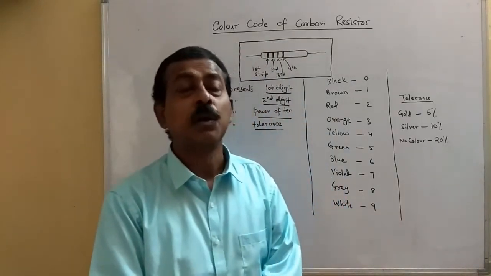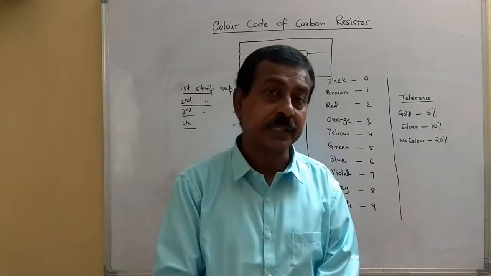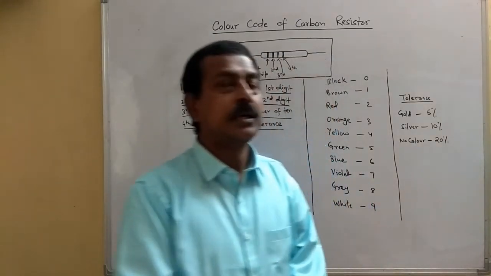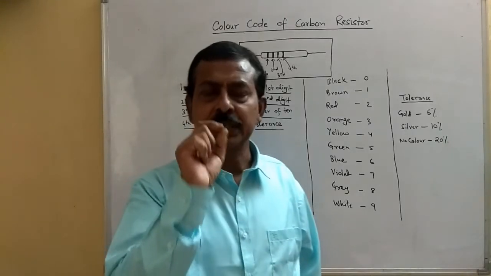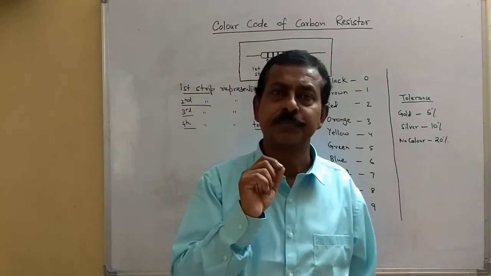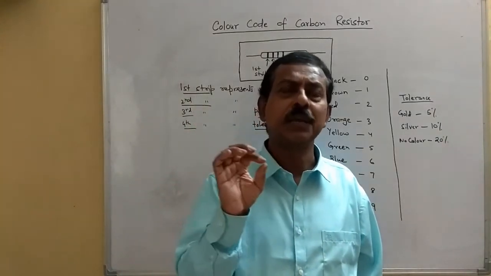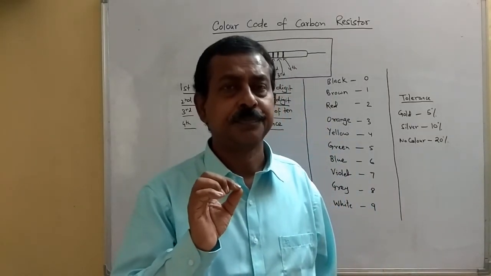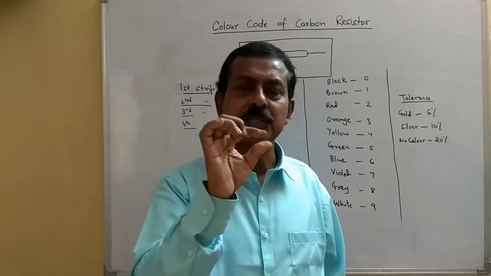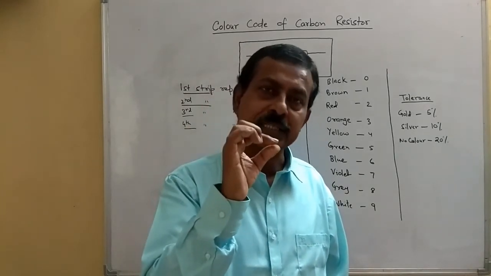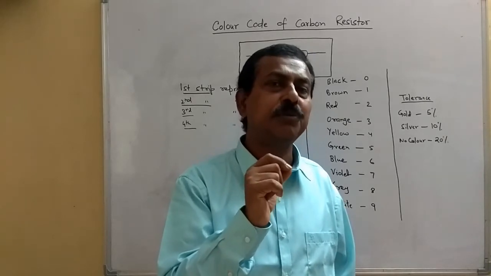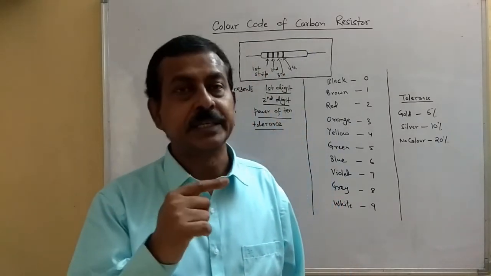Another question: why is there color coding? This is because, as I told you, the thickness of the carbon resistors is almost the same as the thickness of the refill of your ball pen. Remember, on that small thickness, if the carbon resistor values are printed, it will be very difficult to read it.